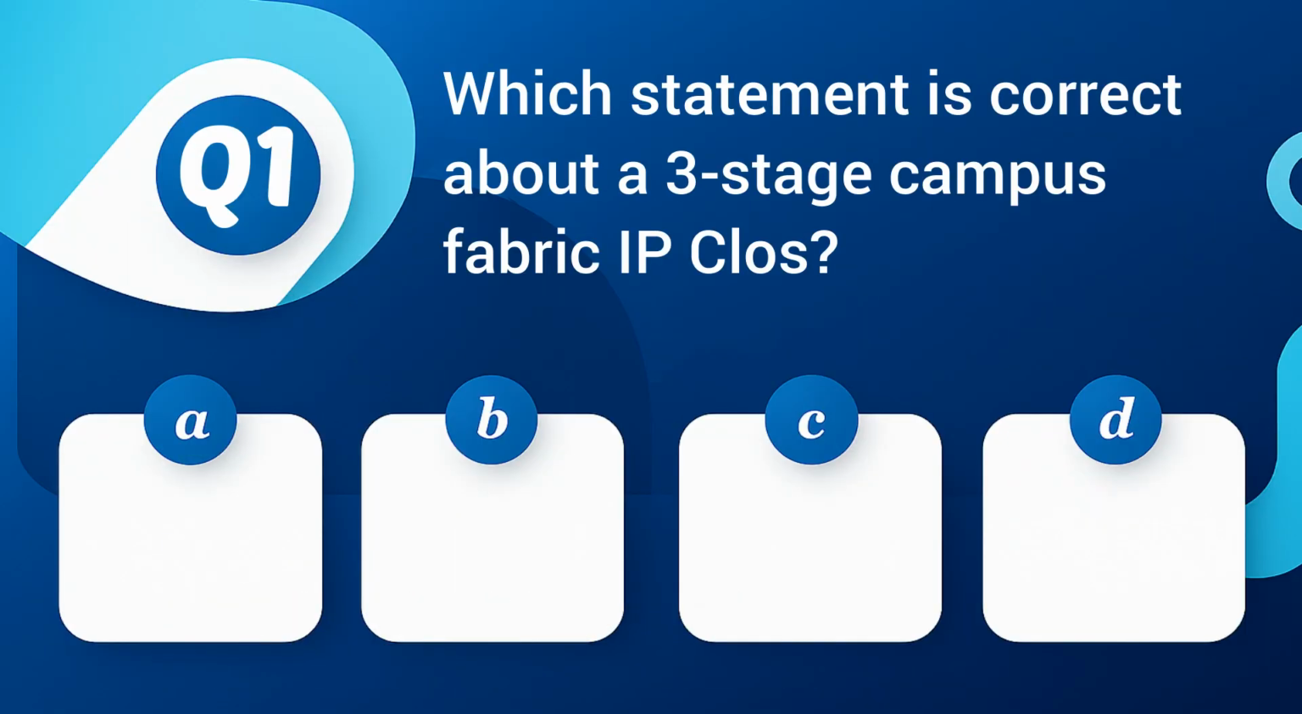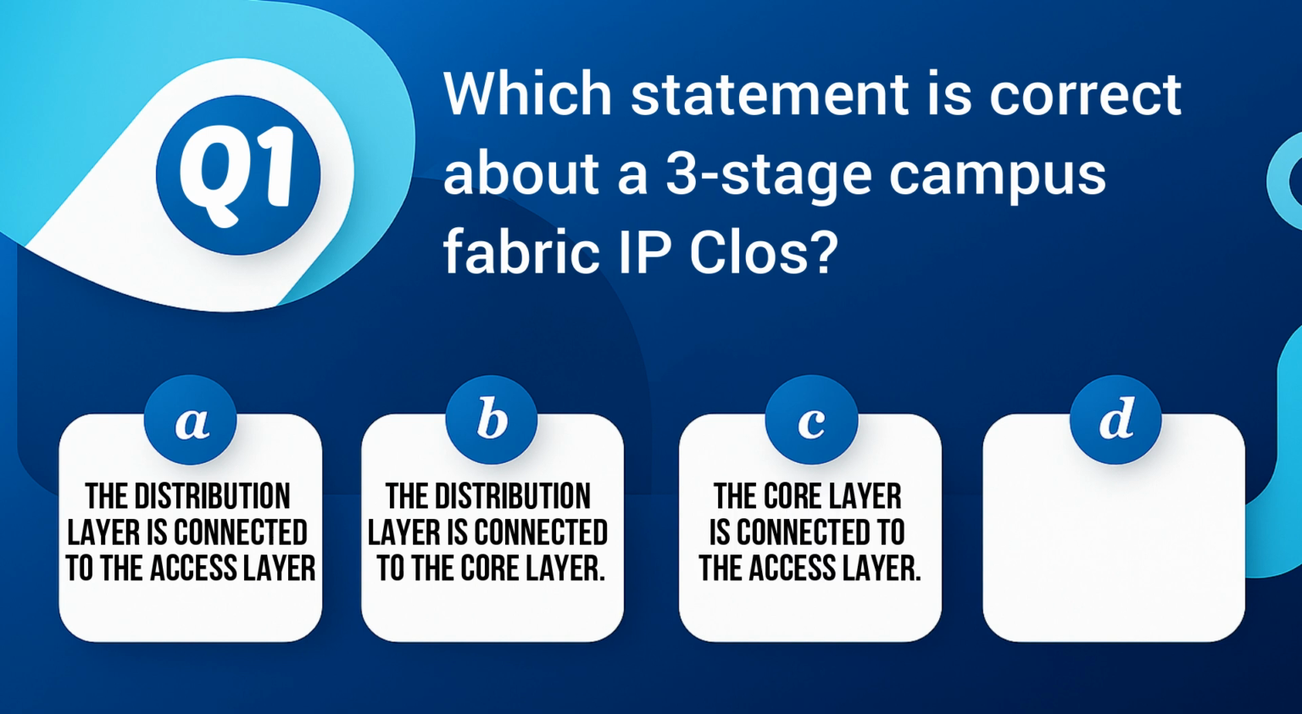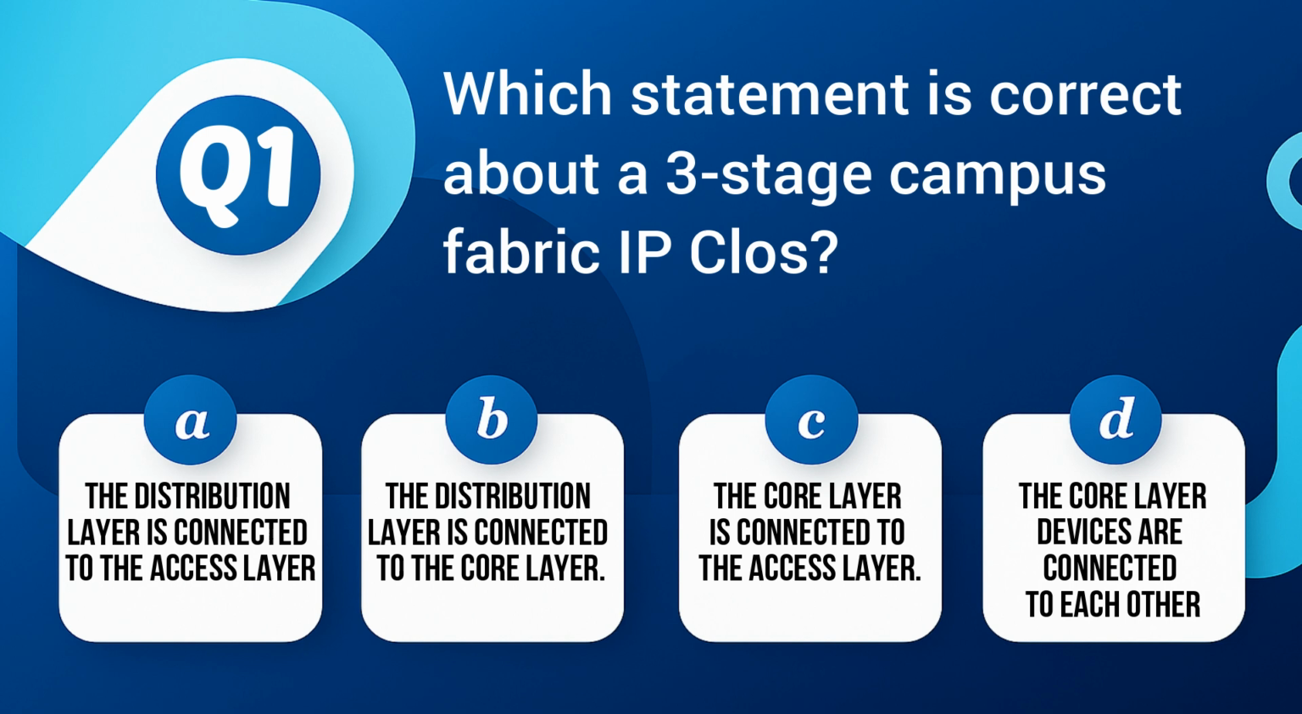Question 1. Which statement is correct about a 3-stage Campus Fabric IP Clos? A. The distribution layer is connected to the access layer. B. The distribution layer is connected to the core layer. C. The core layer is connected to the access layer. D. The core layer devices are connected to each other. And the right answer is C.